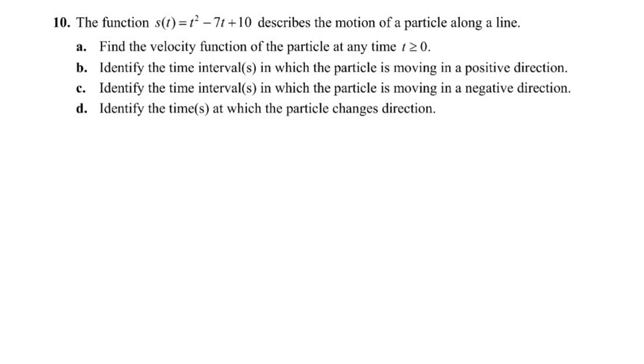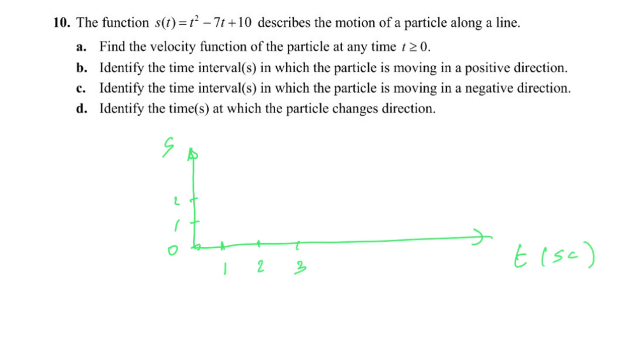Now there is a function s of t. S is the direction. Let's say that the direction s is in this direction. S equals 1 means that you move 1 meter. S equals 2 means that you move 2 meters. And the function is s of t. So let's say that this is the time t. T equals 1 is 1 second, t equals 2 is 2 seconds, t equals 3, 3 seconds. And maybe this is in seconds.